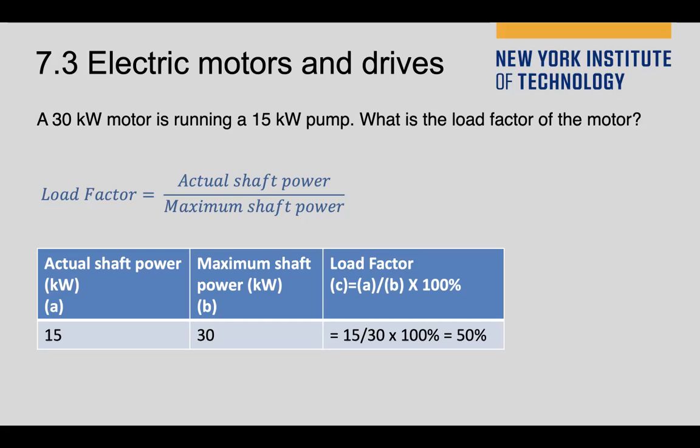So now this question, 30 kilowatt motor is connected to the pump, but the pump will not draw all the power of the motor, just 15. So by the definition of the load factor, which is the actual shaft power, that is 15 kilowatt because it connected to the pump, and over the motor itself, the power rated, that is 30 kilowatt. So the load factor is 15 over 30 times 100%, that is 50%. Okay? Any question on that? It's clear, yeah. Okay.